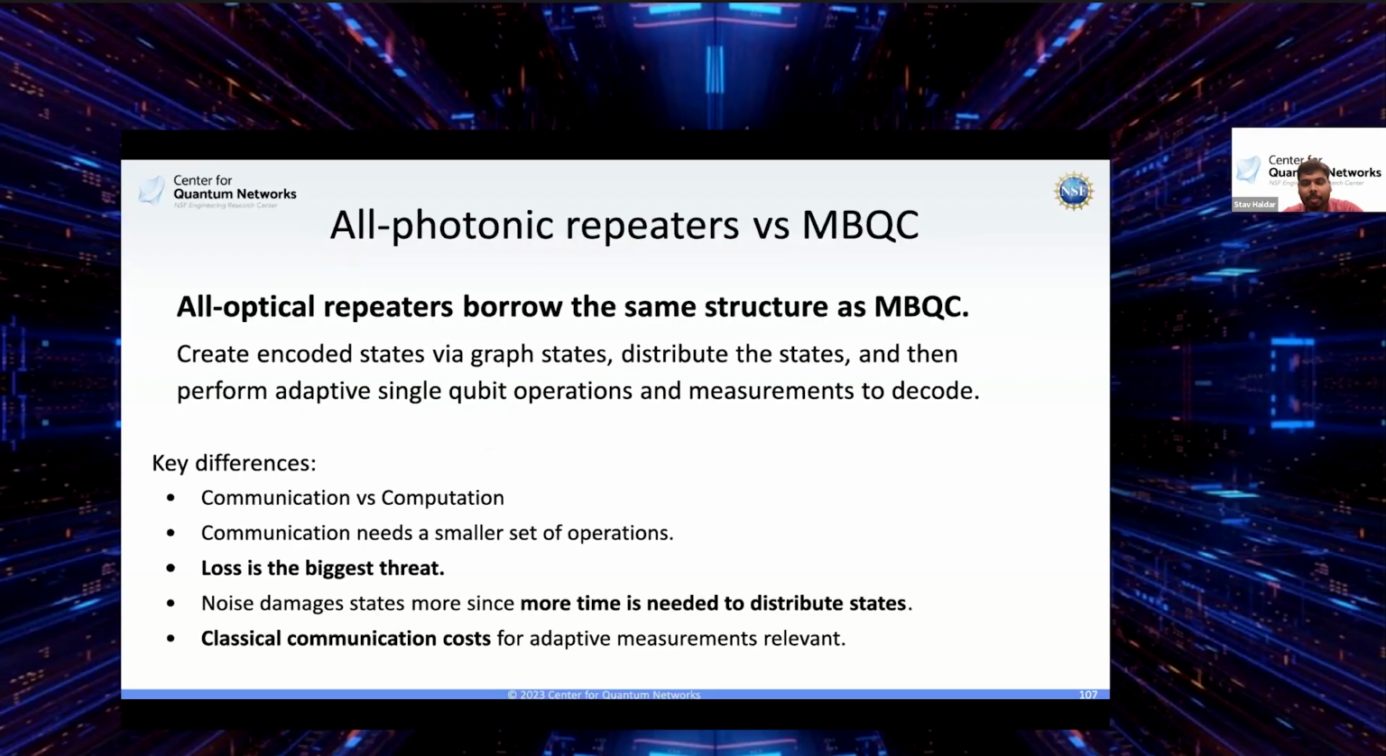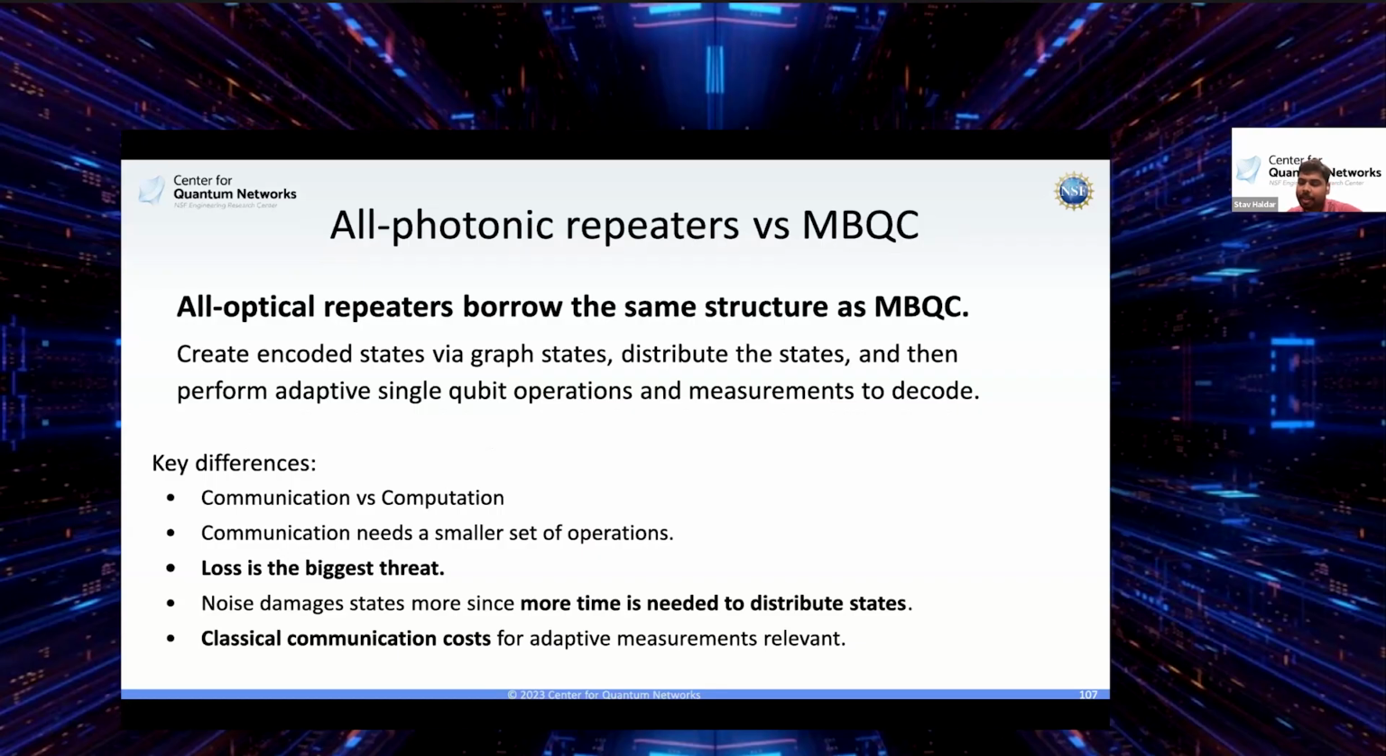Now, all photonic repeaters will work more or less exactly on the same ideology, right? So you will create some encoded graph states. You will distribute those states. And here the distribution, remember, will be between repeaters, right? So this will be longer distance, right? And then you will perform some single qubit adaptive operations, right? Measurements, decoding, so on, right? So everything kind of follows the same kind of structure.